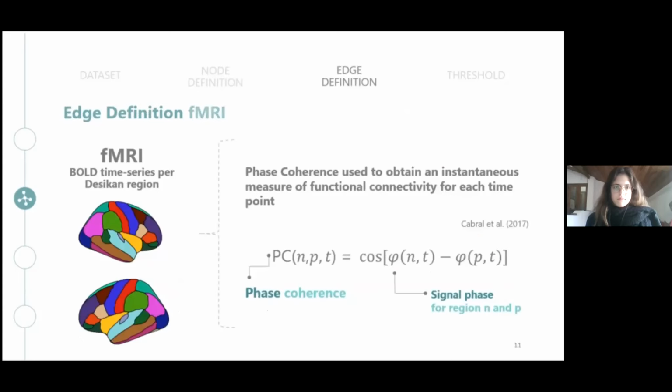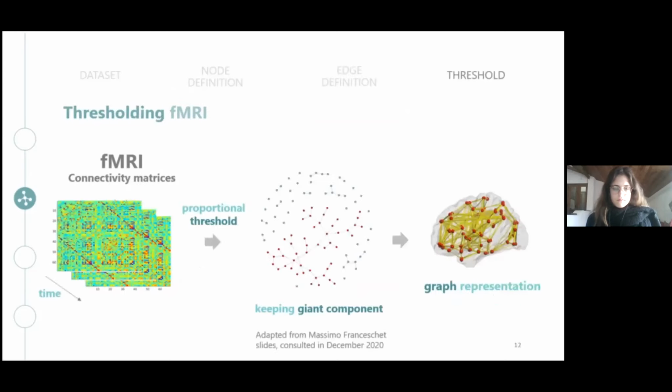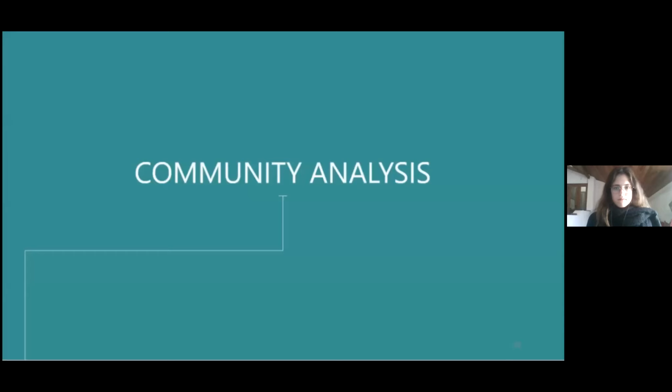The edges of these networks were obtained using phase coherence, which is an instantaneous connectivity measure that associates different regions based on their signal phase synchronization. Finally, to remove any spurious connectivity arising from noise, which is typical on this type of resting state datasets, we thresholded these networks while guaranteeing the presence of the giant component for most time points.